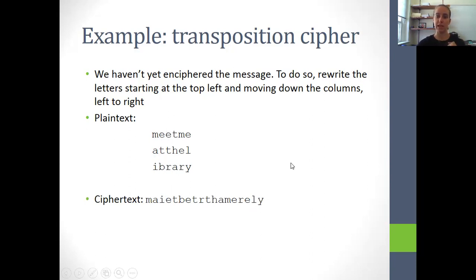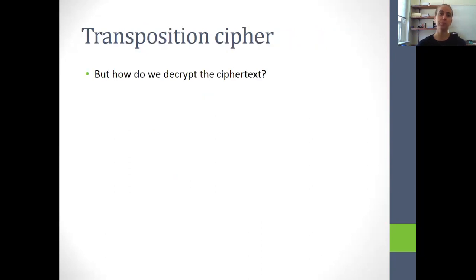So we'll go all the way to the end. So notice that we've basically scrambled up the letters, but we've done this in a sort of methodical way. All right. So that's nice. That's how we encrypt using the transposition cipher, but how do we decrypt?